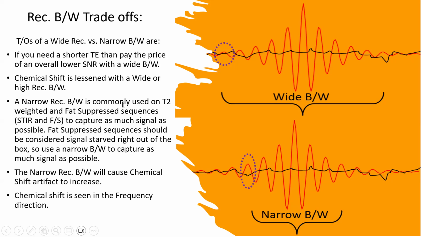And on your T2s and your STIRs, a little bit longer TE is just fine because you want T2. Does that help you out? So that's how typically you will see the wide and narrow bandwidths on different pulse sequences, depending on what the weighting is.